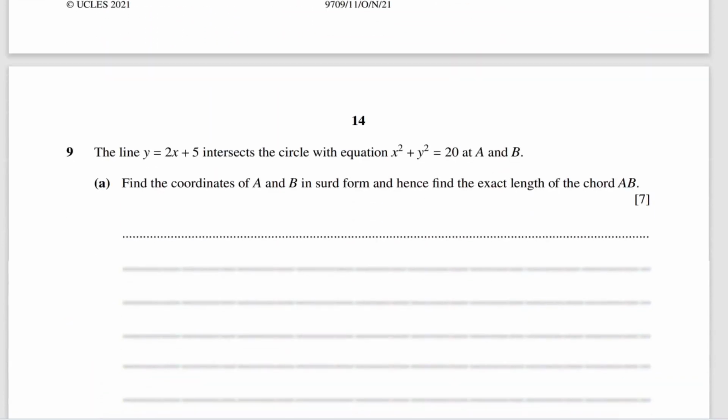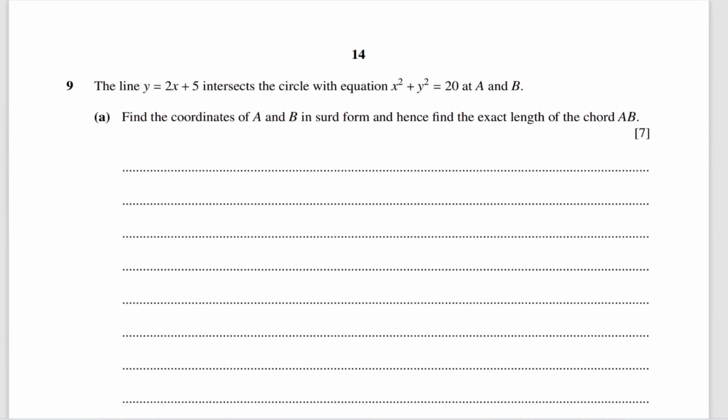All right, the next thing is that this is quite A-level. I'm not going to lie, really A-level, because you have a circle and a line, and they're going to intersect at 2 points, but then they want you to leave your answer in the set form.